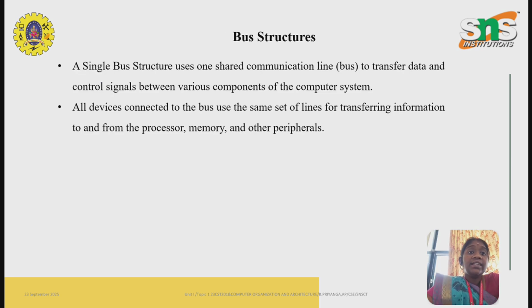We already saw that a bus structure is a communication pathway. A single bus structure uses one shared communication line, that is a bus, to transfer data and control signals between the various components of the computer system. All devices connected to the bus use the same set of lines to transfer information to and from the processor, memory and other peripherals. These are the things that come under the bus structures.